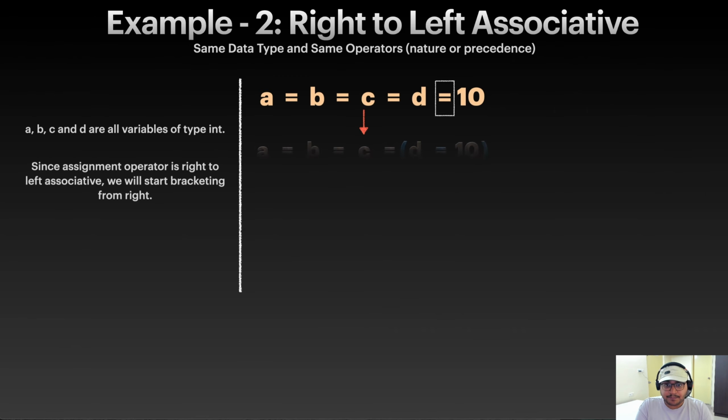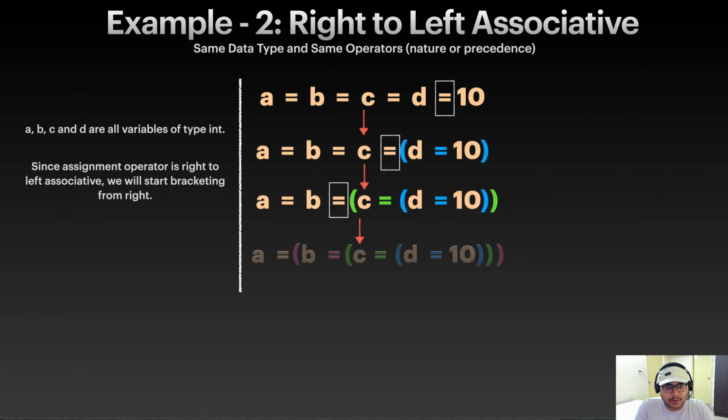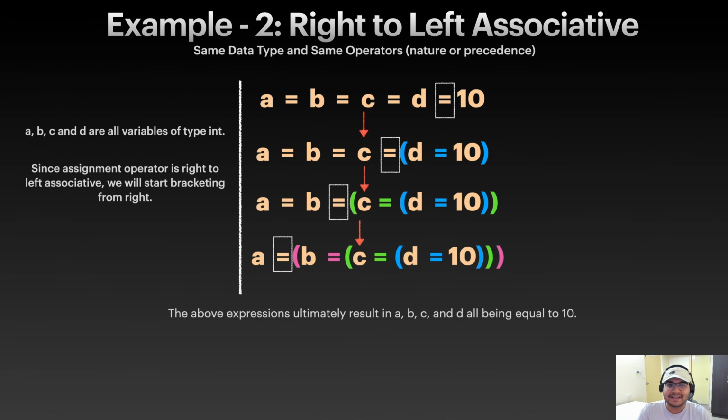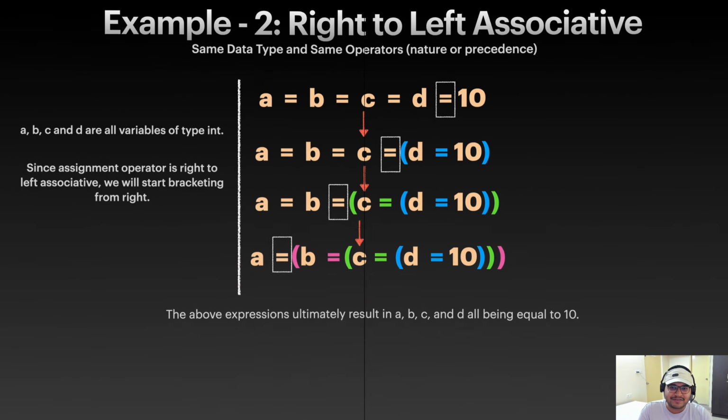In this expression, all the operators are of the same type, which are assignment operators. To resolve the tie between them, we check their associativity and find that they follow right to left associativity. So we first place blue brackets around the rightmost assignment operator, then follow with green and pink brackets as we move towards the left. The evaluation is straightforward and ultimately all variables end up being equal to 10. That's pretty easy, right? And that was an elaborate discussion on expression evaluation using precedence and associativity in Java.